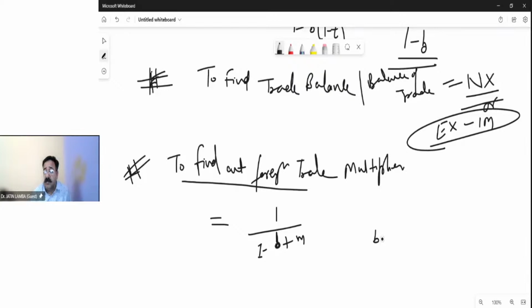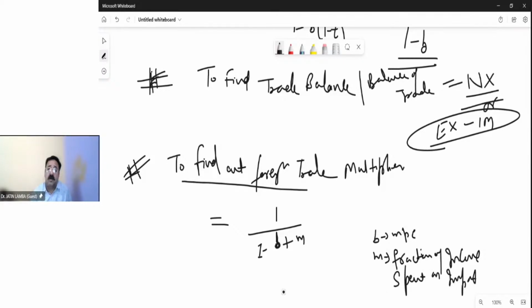So what is b here? B is MPC. And what is m here? Import, it can be said the fraction of income spent on import, right? Is it clear, beta? How is it derived? No need for the derivation of this, right? Just you have to learn it, the formula of trade multiplier.